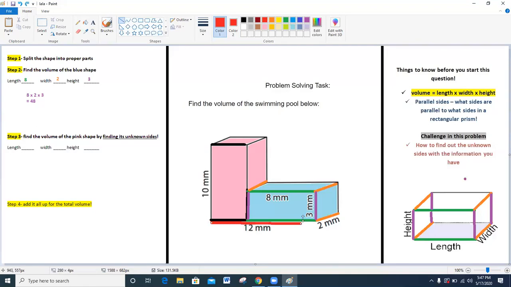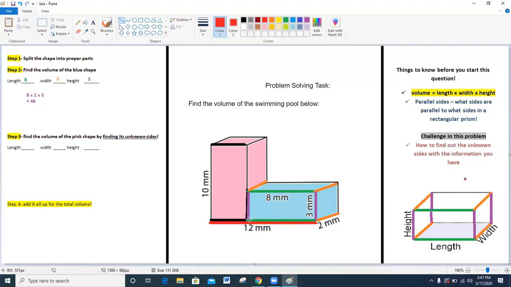Let me see if I could, oops, all right, it went away, it's okay. So this is what the 12 millimeters right here means. Move it down a little bit. That is what the 12 millimeters means. But that 12 millimeters is split between the green and the black. Okay, it's split between the blue shape and the pink shape.